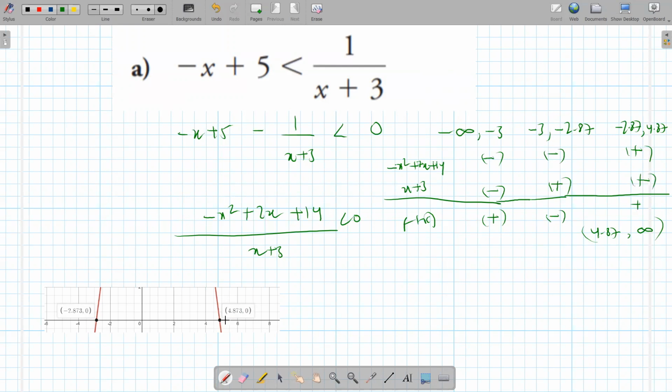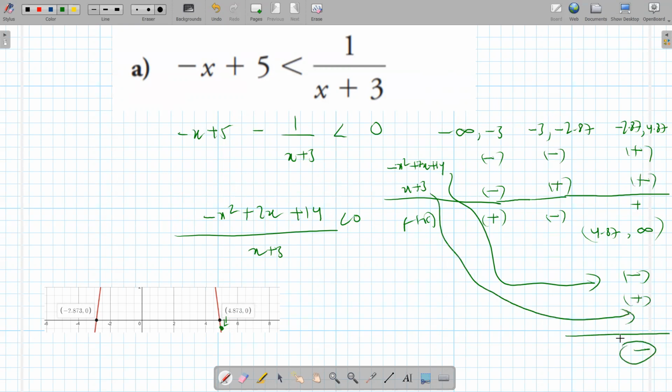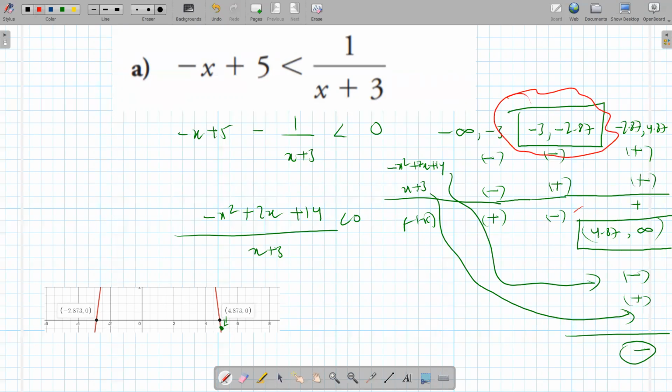And lastly, between 4.87 and positive infinity, this guy is negative, as we can see. It's going to give you a negative value, but this one will give you a positive value. That means the entire thing is negative. So our answer is between -3 and -2.87, and from 4.87 to positive infinity, because we need it to be less than 0. So these two intervals are our answer. This one and this one.